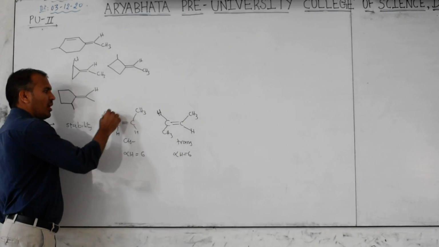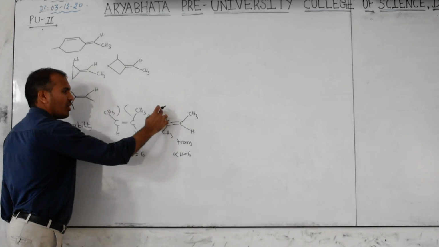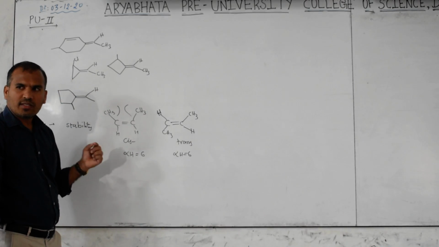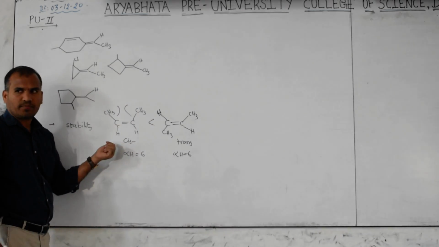To decide here, this is a bulky group, so some steric repulsion will be there. Here, no repulsion, as they are in opposite directions. Therefore, which is the stable form, cis or trans? Trans form. This is more stable than the cis.